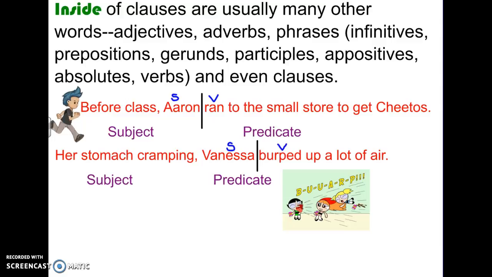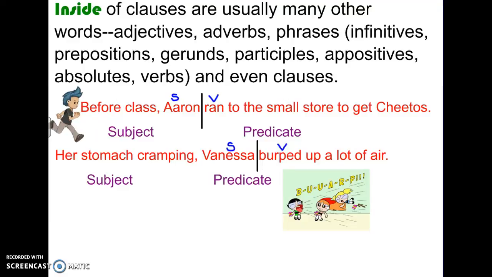Inside of clauses, there are all of the other words that are doing things, like adjectives, adverbs, and all kinds of phrases that we've been talking about. Phrases are groups of words that are acting like nouns, verbs, adjectives, adverbs, or possibly something else in a sentence. Normally those four things: nouns, verbs, adjectives, or adverbs.